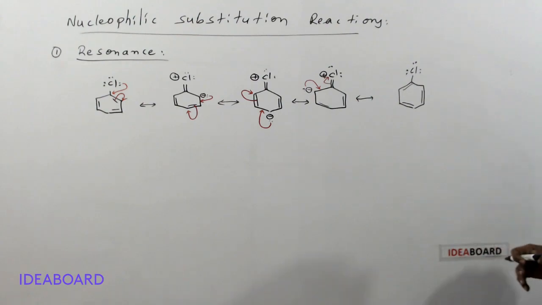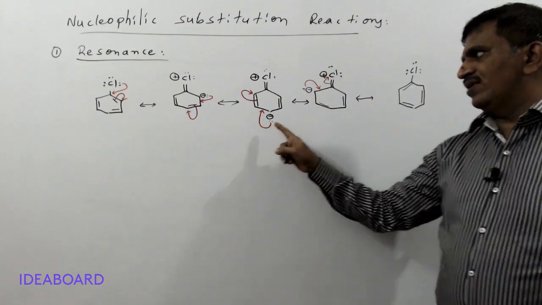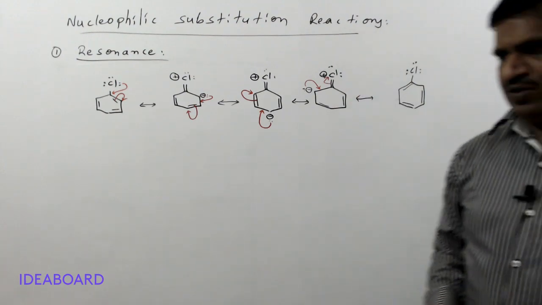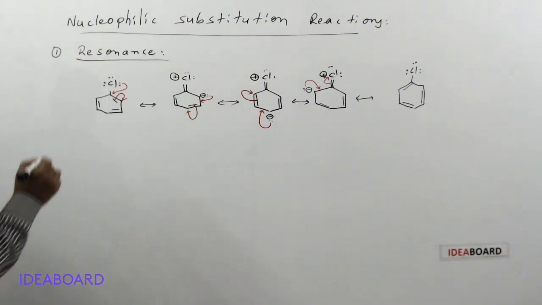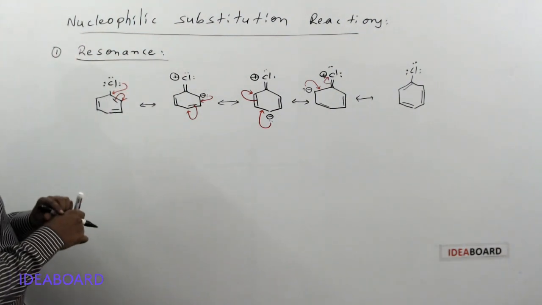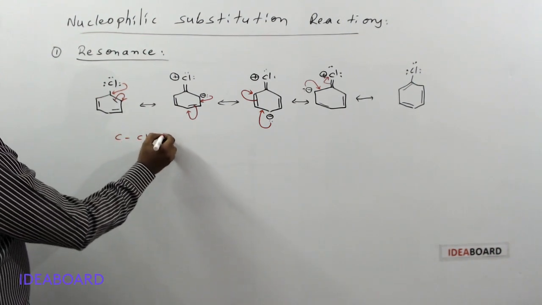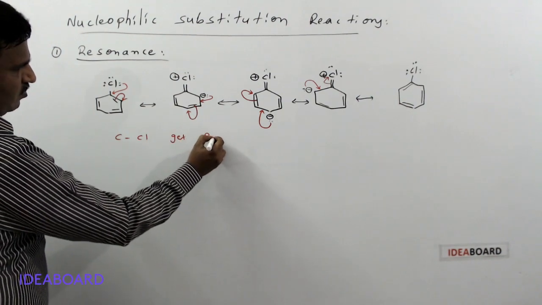So in total, 3 resonance structures have a carbon-chlorine double bond. Due to resonance, the carbon-chlorine bond gets partial double bond nature.